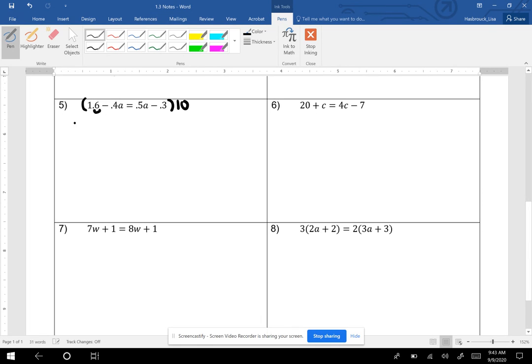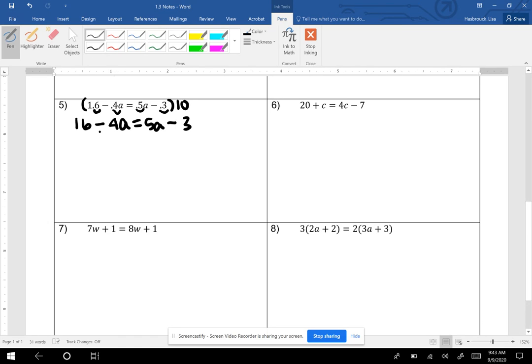So when you do that, it moves this over to make it a 16, minus, moves that decimal over to make it a 4 times a, equals, moves the next decimal over once to get 5 times a, minus, moving the last decimal over to get 3. This tends to be a lot easier for students to solve, and you will get the same exact answer as you would if you left the decimals in.